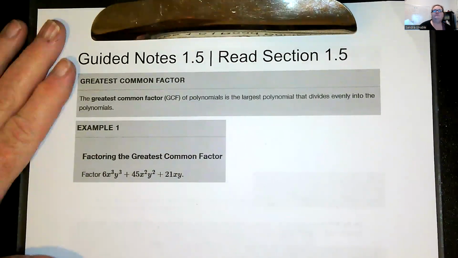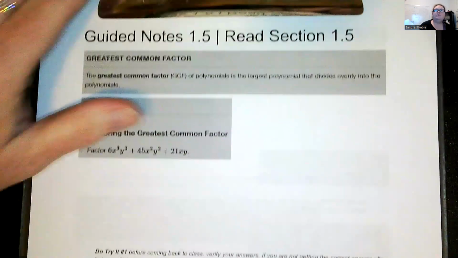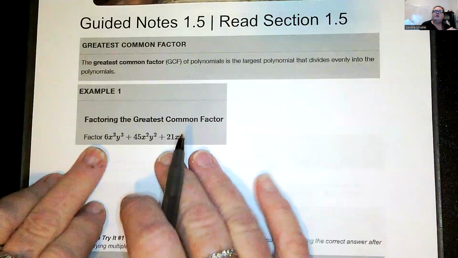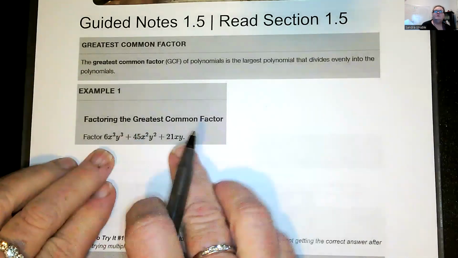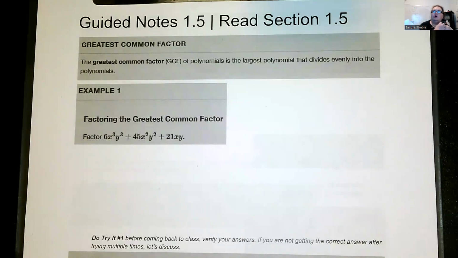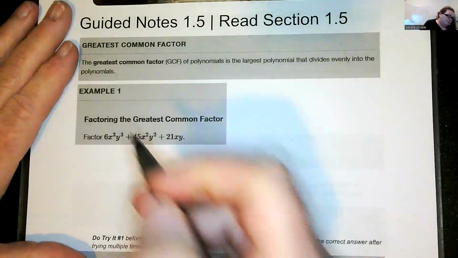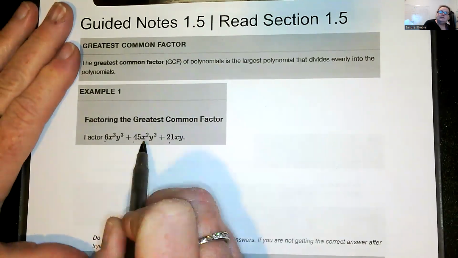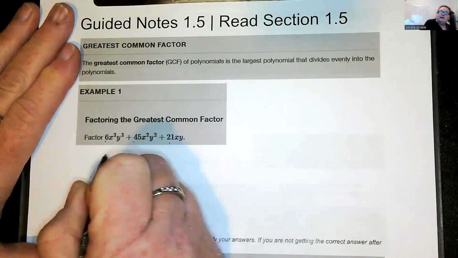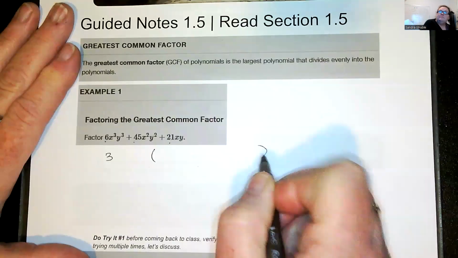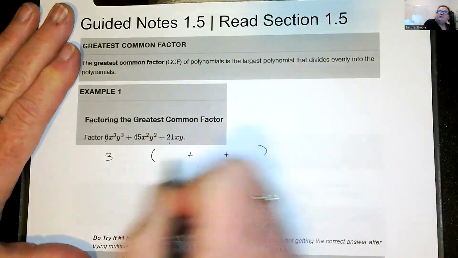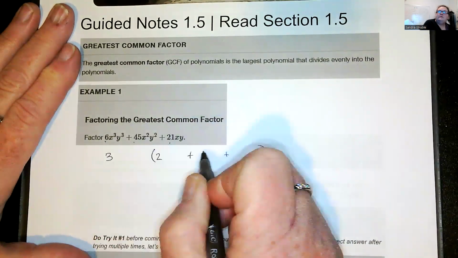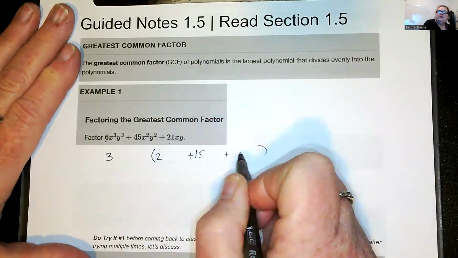Okay, so we're going to factoring the greatest common factor, and that just means we're going to pull out whatever all the terms have in common. So we're looking at each of these terms and what do they have in common. We want to pull out the largest information that we can. I can see that 6 doesn't go into these, but 3 does. So 3 goes into 6, 45, and 21. So 3 can be pulled out, and what I'm left with from 6 is 2, from 45 is 15, and from 21 is 7.